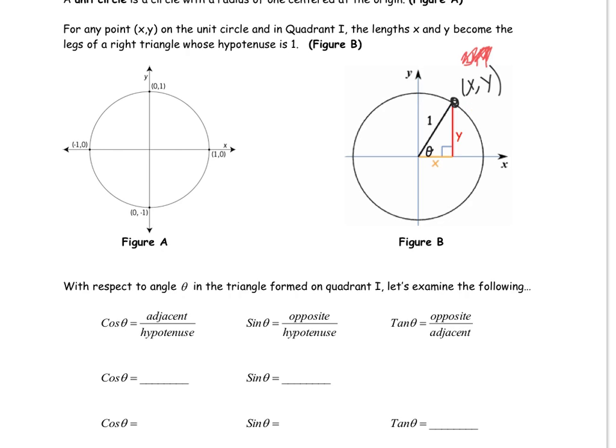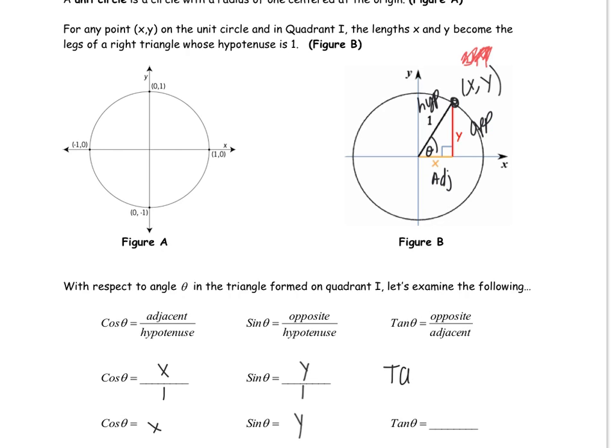So if theta's in here, this x is my adjacent side, the 1 is my hypotenuse, and the y is my opposite, all with respect to theta. So cosine of theta is adjacent over hypotenuse, so x over 1, which simplifies to x. Sine of theta is opposite over hypotenuse, so y over 1, which simplifies to y, and tangent of theta is opposite over adjacent, so y over x.